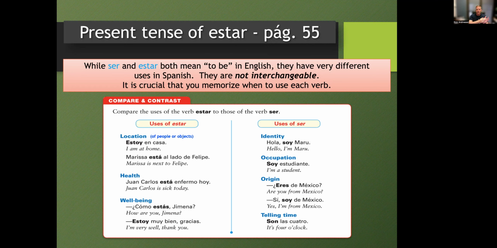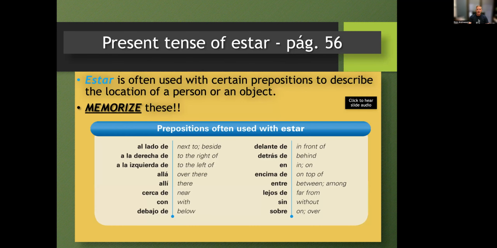So again, we're focusing on the uses of the verb estar, but I want you to understand, because in our brains we think it's the same as the verb ser. Now, here's a vocabulary for this time. You're going to memorize these prepositions are very commonly used with estar because they help to describe the location of something. So I'm going to repeat the ones on the left side, and I'm going to have you repeat after me in Spanish.